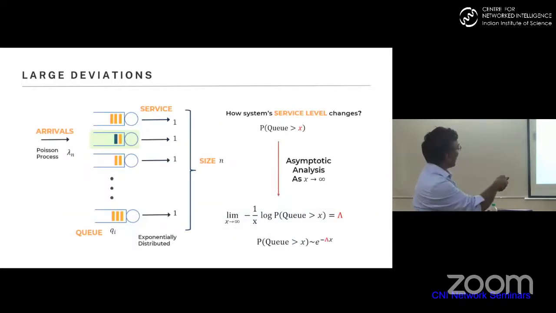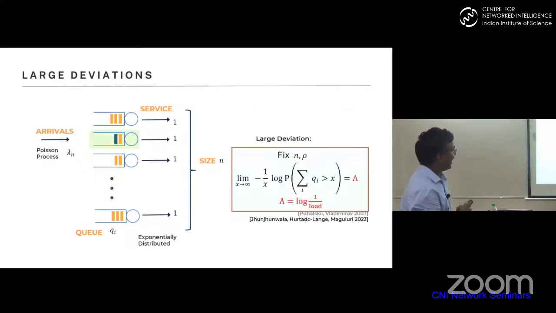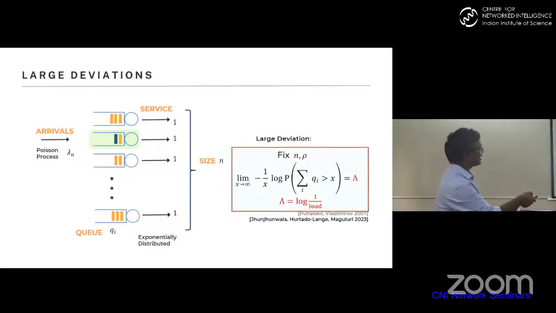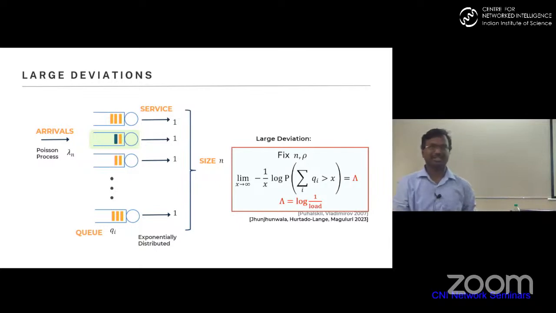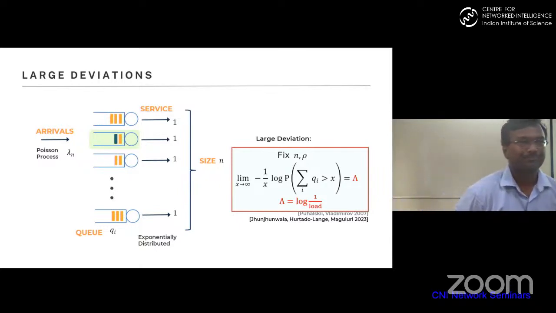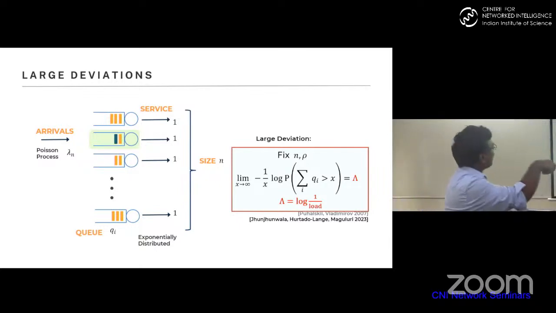Now the question is, what is the large deviation exponent in the case of join-the-shortest-queue? And this was actually studied back in 2007, and it was proved that the large deviation exponent is simply log of 1 over lambda. And our result also essentially implies this, and we're going to see this. Yeah.